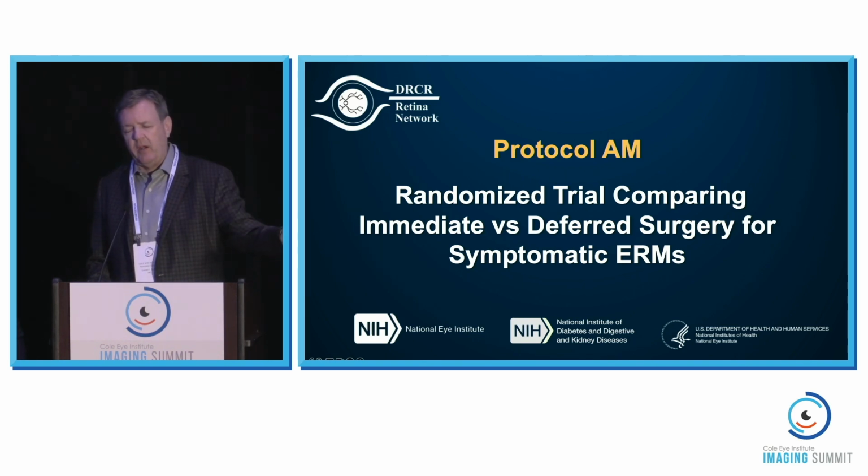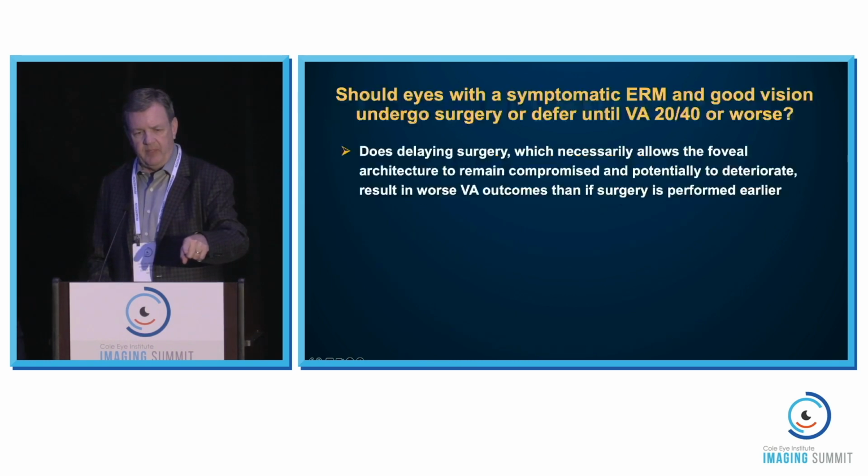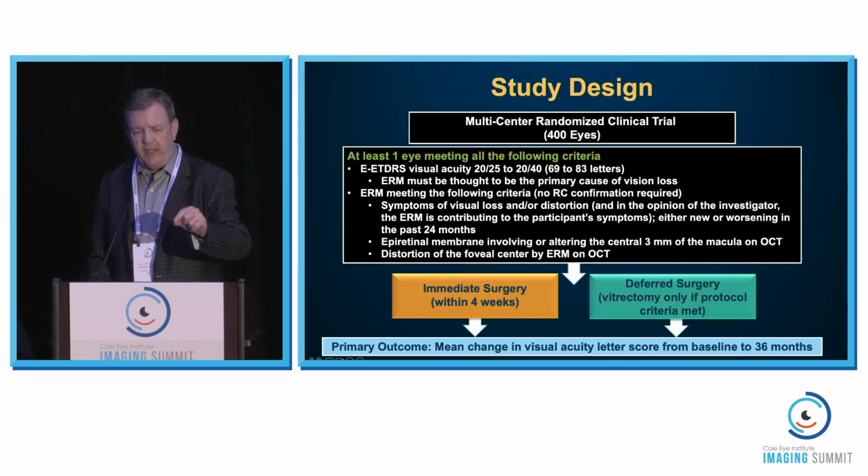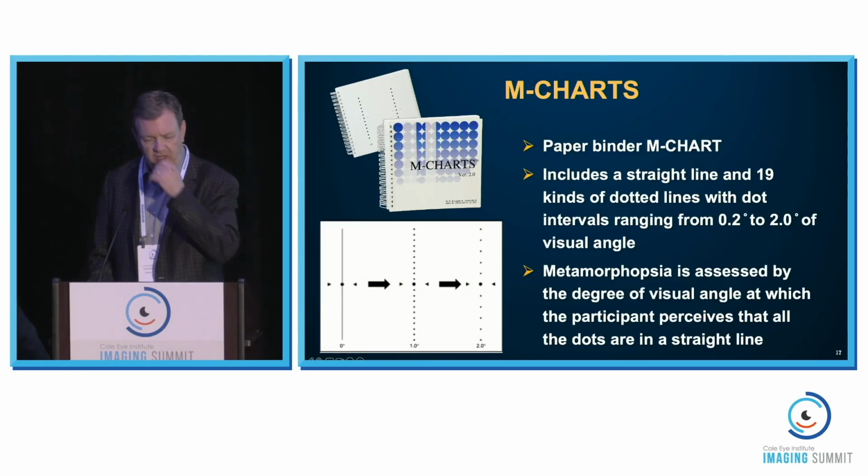Protocol AF, we are about 200 some odd patients into that trial. This trial is, I'm going to move quickly, 400 eyes. We've enrolled about 100, and that's moving along nicely. It's immediate surgery within 4 weeks versus deferred surgery, and they're followed for 3 years. And the primary outcome is mean change in visual acuity.